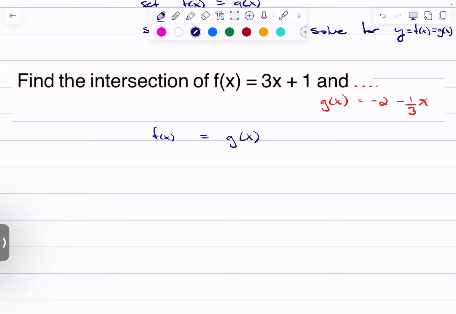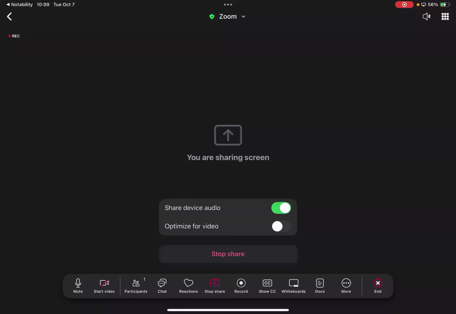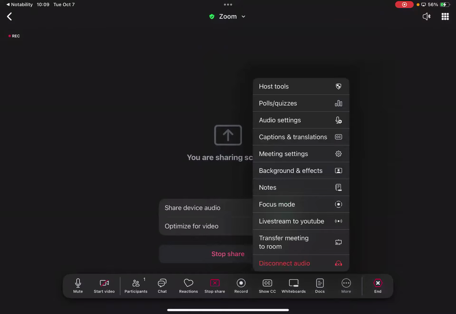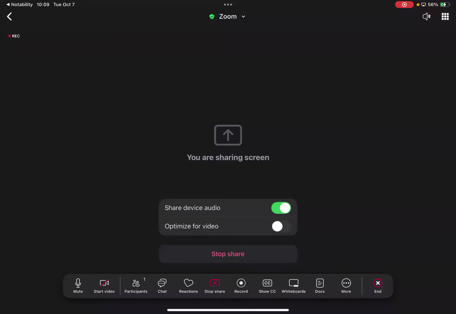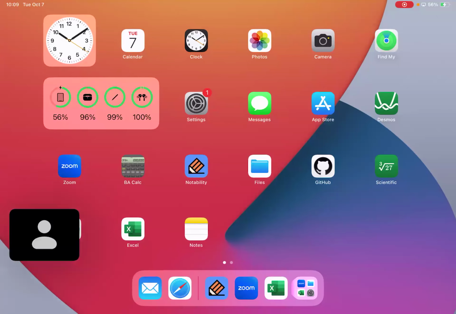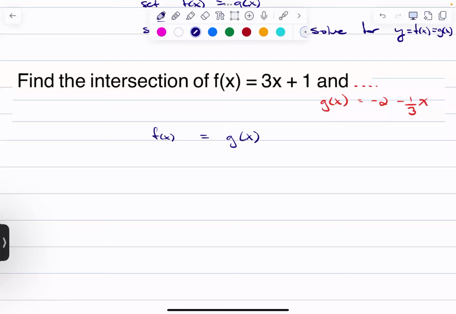Oh, and I just remembered, because I made a recording this morning and I had to disconnect my audio, but it looks like it's all good. So hopefully I'm not on mute. I'll find out. Looks okay though.